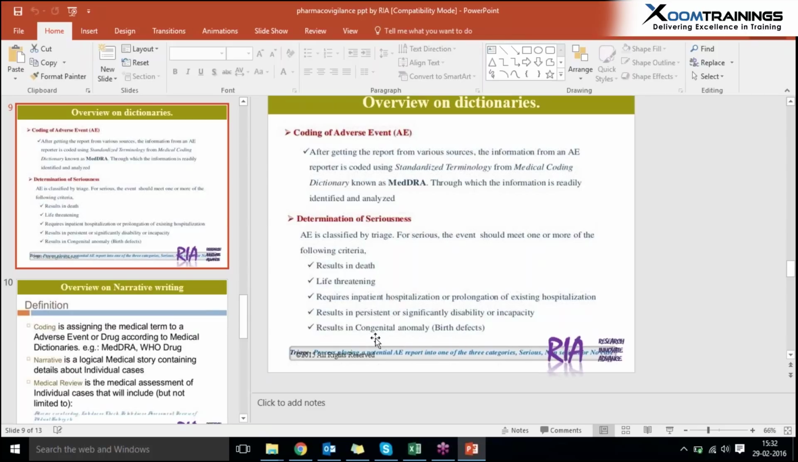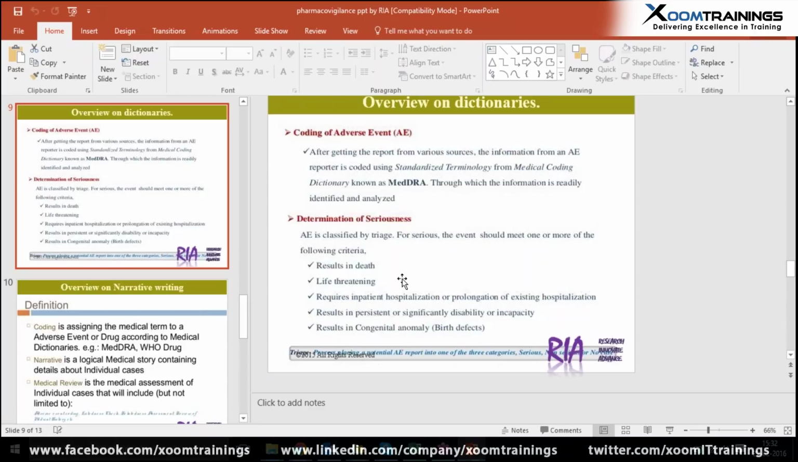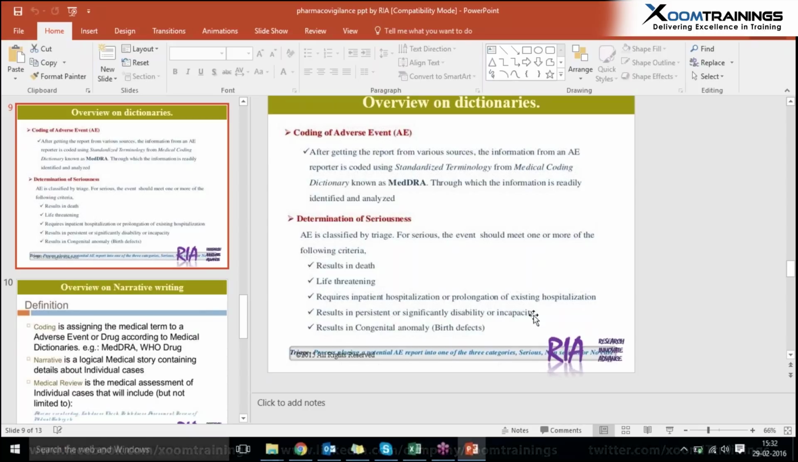Life threatening. Life threatening in the sense it may cause any damage, like a loss of hearing, loss of eyesight, or some other thing. Requires inpatient hospitalization or prolongation of the existing hospitalization. Requires inpatient hospitalization, that means you have to be admitted as an inpatient in the hospital. Results in persistent or significant disability or incapacity. There may be a chance of getting such a thing.